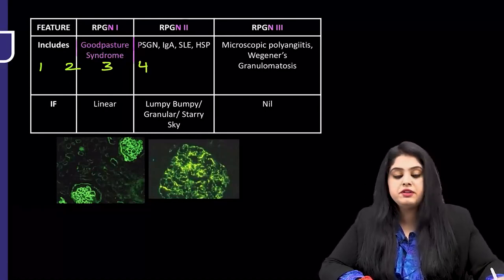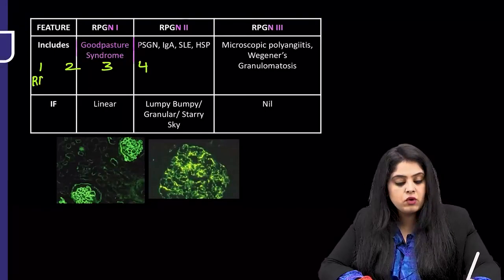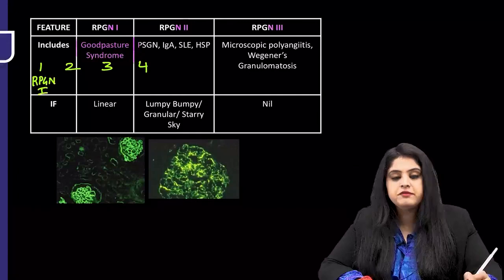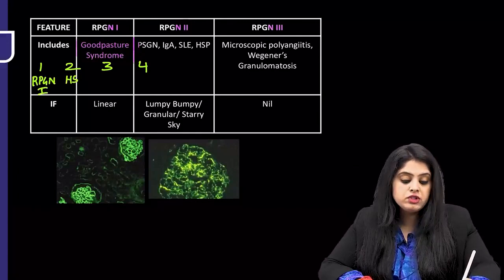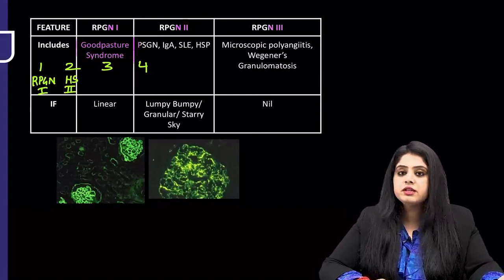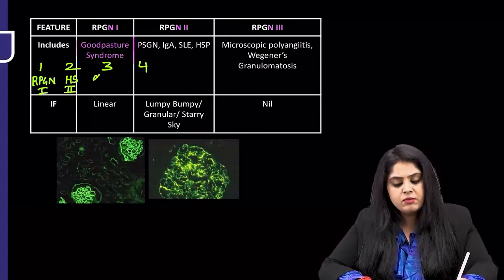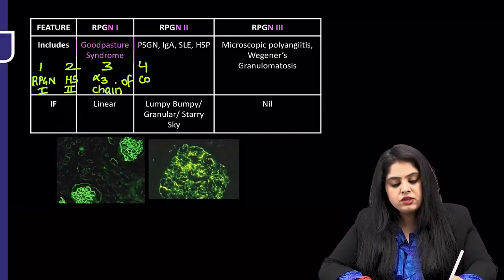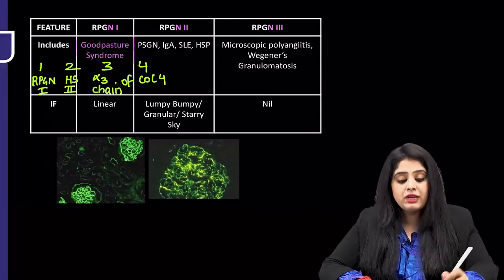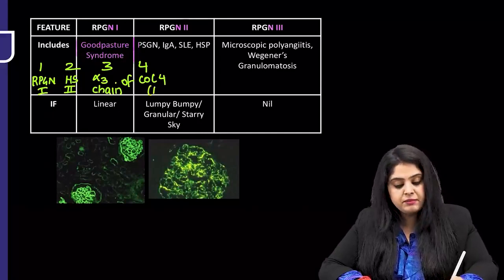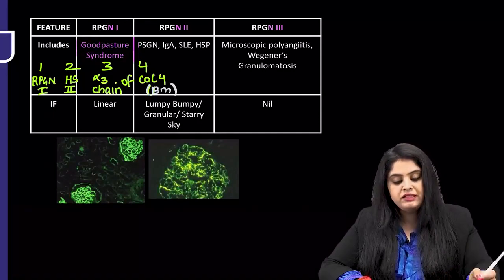What is 1, 2, 3, 4? Which RPGN have I called it? It is RPGN1. Go back to your immunology chapter. Which hypersensitivity was it? Hypersensitivity 2. But what happens? It is antibodies against the alpha 3 chain of which collagen? Of collagen type 4. Collagen 4 means basement membrane.